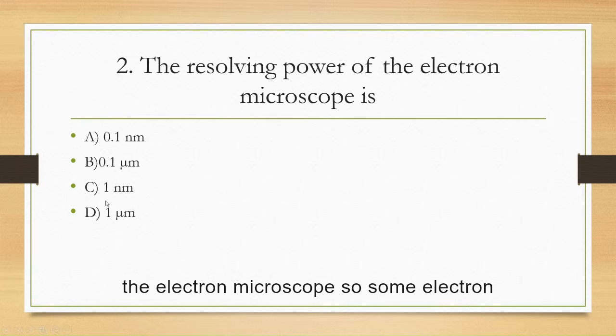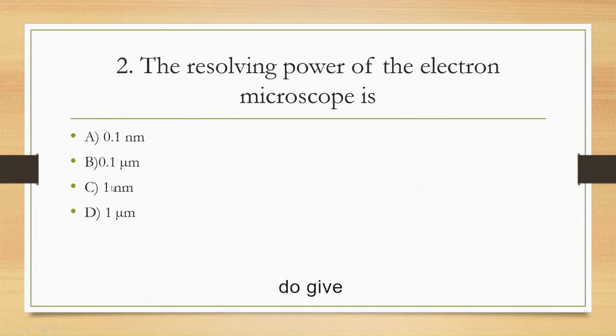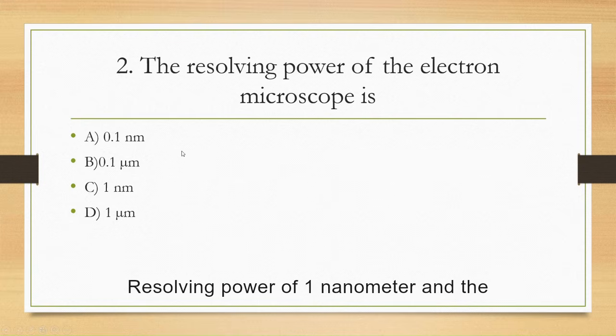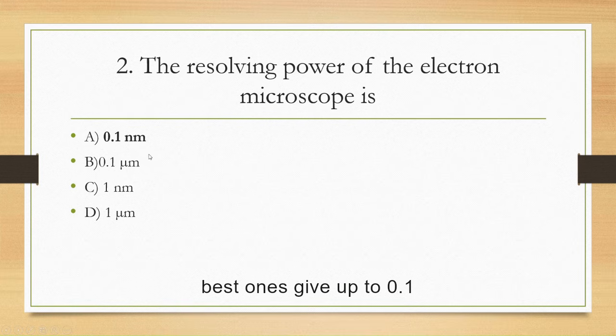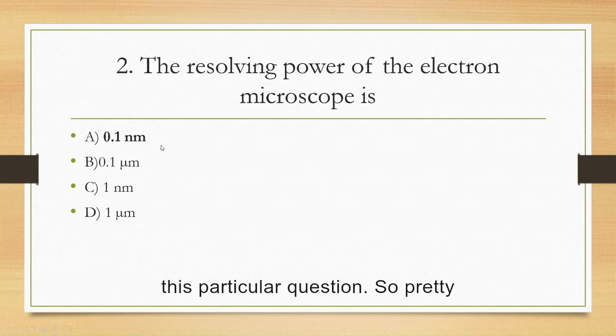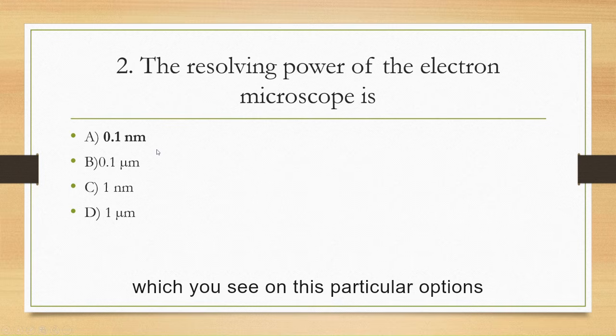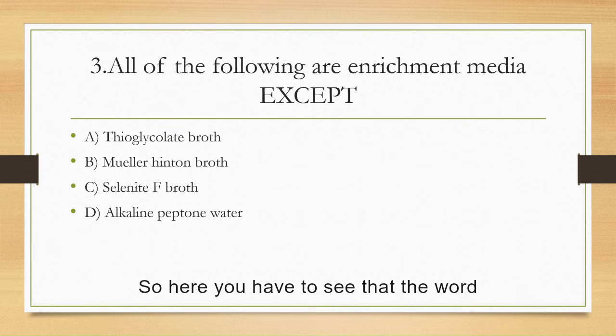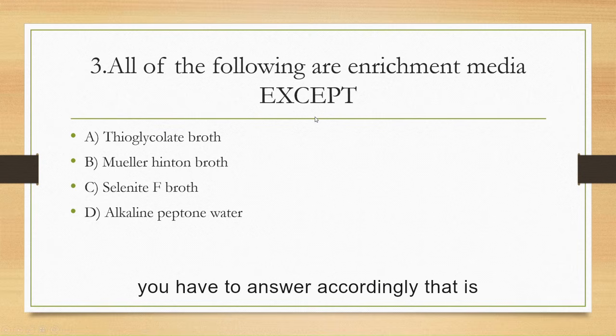Some electron microscopes do give resolving power of 1 nanometer, and the best ones give up to 0.1 nanometer. That is the model answer for this question. So pretty straightforward. It's the lowest number which you see in the options, and that happens to be 0.1 nanometer. Here you have to see the word except, so you have to answer accordingly.